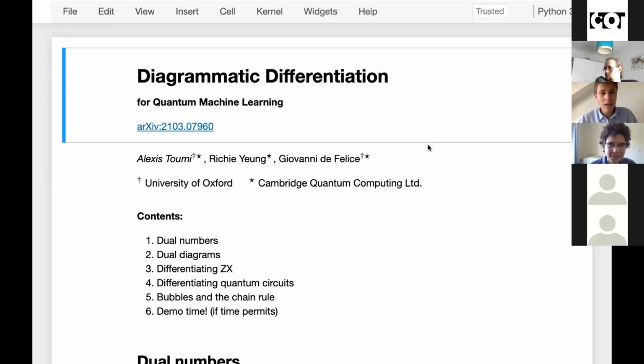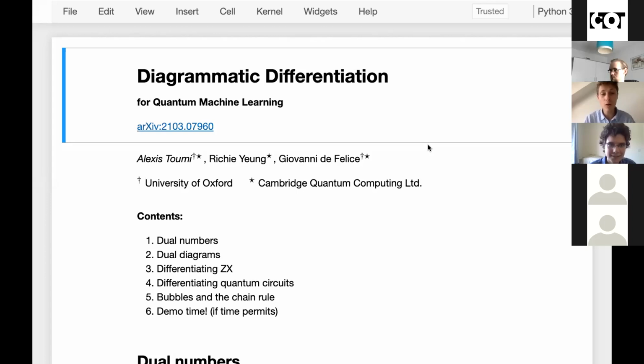So let's go over the contents. First, I'll introduce dual numbers. Then I'll show how we generalize dual numbers to dual diagrams. And then I'll apply this to the ZX calculus, and we'll see how we can differentiate any linear map by differentiating ZX diagrams.